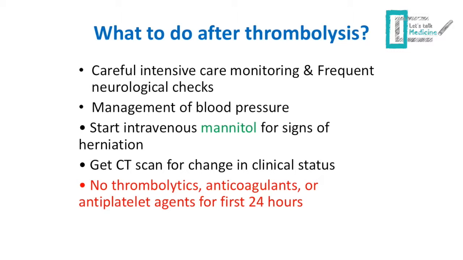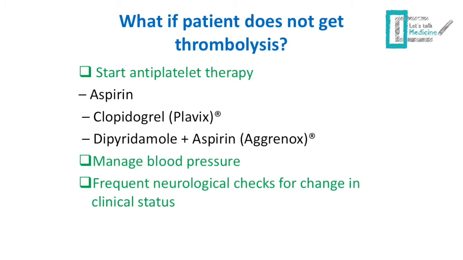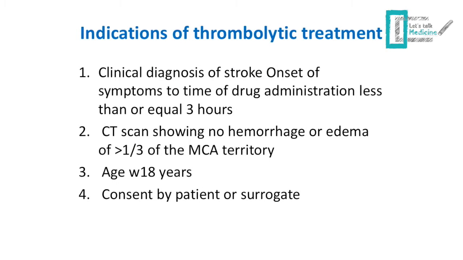And this is a very important point. You don't give thrombolytics or anticoagulants or antiplatelet agents to this patient for the first 24 hours after giving the tissue plasminogen activator. So what happens if the patient does not get thrombolysis? You actually start antiplatelet therapy. You might give aspirin or clopidogrel or dipyridamole plus aspirin, and you also manage the blood pressure and you continue with your frequent checks.